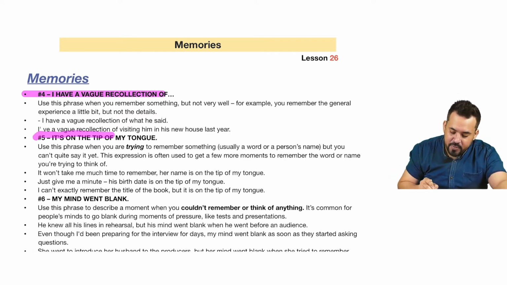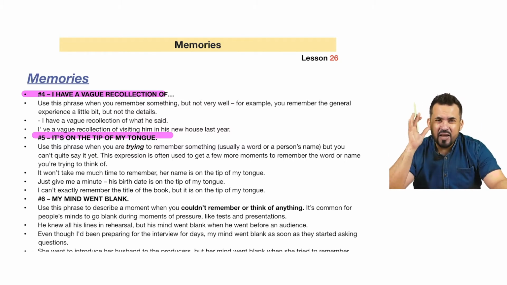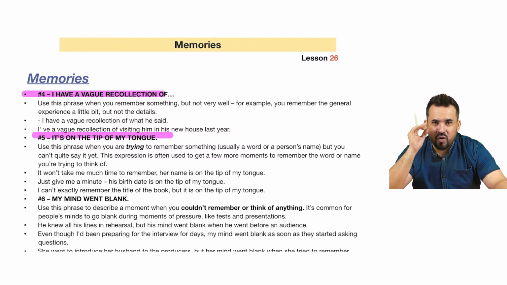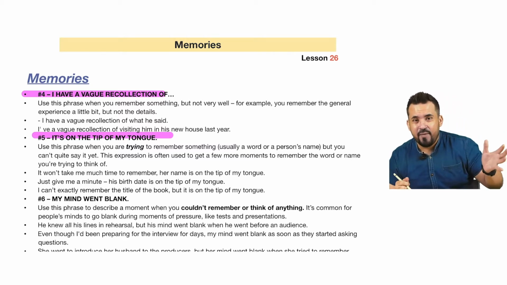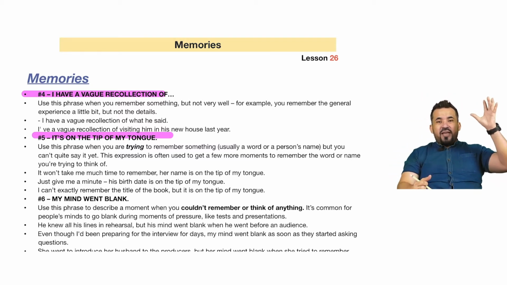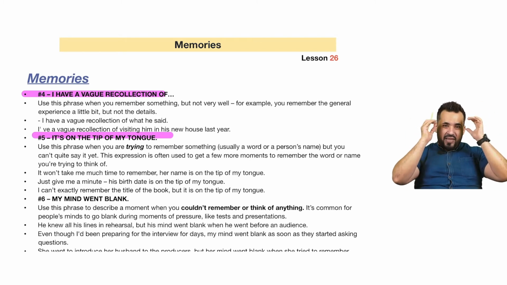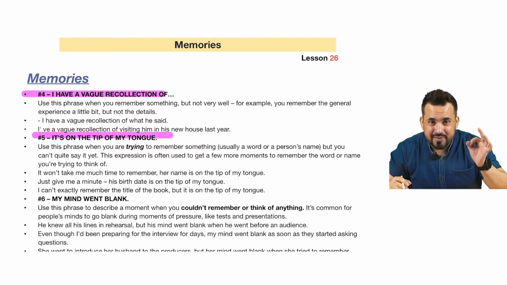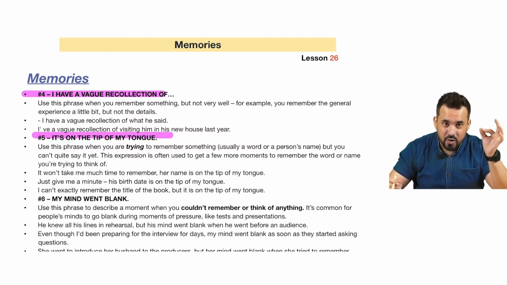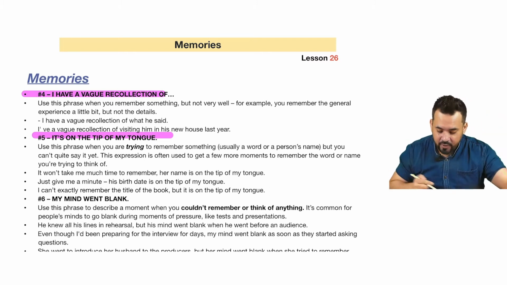It's on the tip of my tongue. This is if you're trying to remember someone's name or something, and you know you're very close to it, but you cannot think of it at that second. So you say, it's on the tip of my tongue. It means I'm very close to remembering it, but it's escaping me right now.